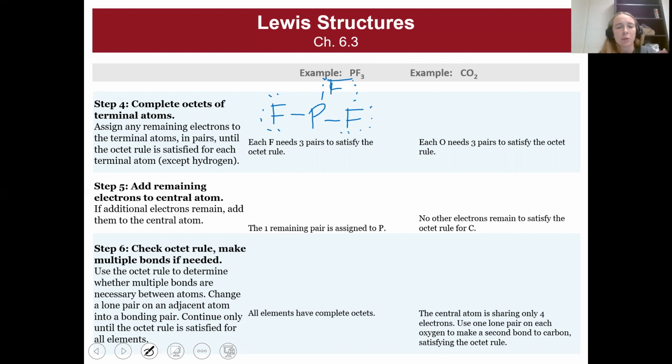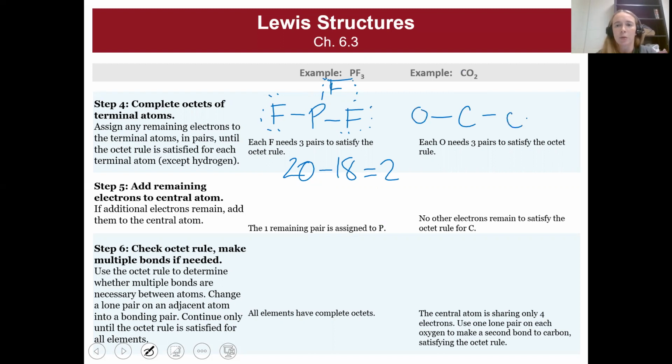So how many electrons do we have? So we had 20 left to work with, and we gave each fluorine 3 lone pairs. So that's 3 pairs times 3 fluorines is 9 pairs, which gives us 18 electrons. So we had 20. We used 18. We have 2 left over for the next step. What about carbon dioxide?